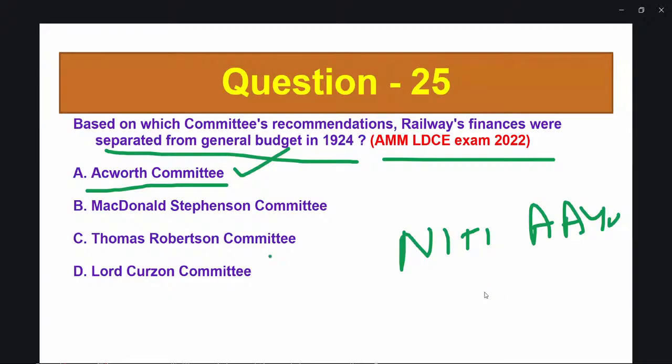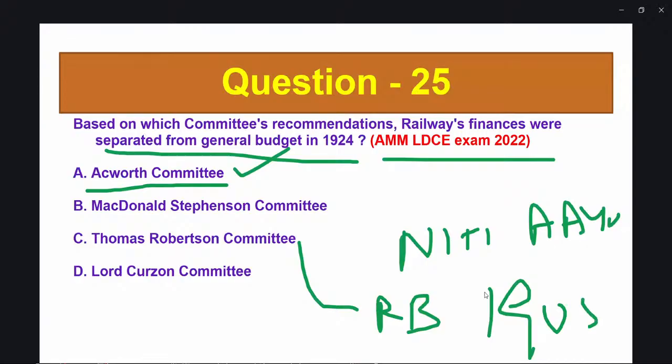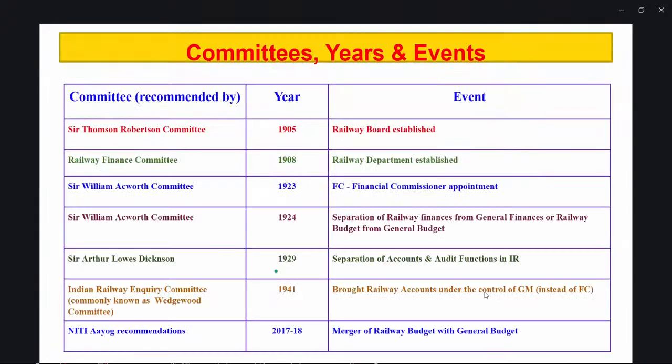Okay. Thomas Robertson Committee is the Railway Board formation in 1905. This is important. Thomas Robertson Committee. Okay. So please check. Please wait. This also we will take a screenshot.